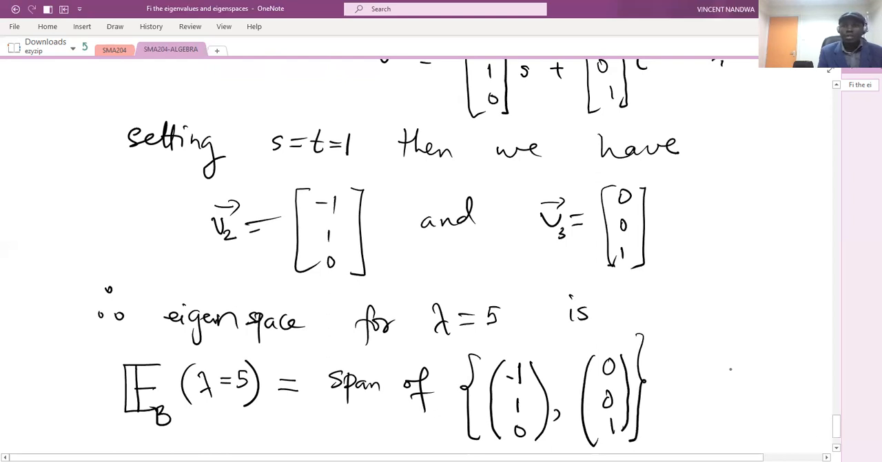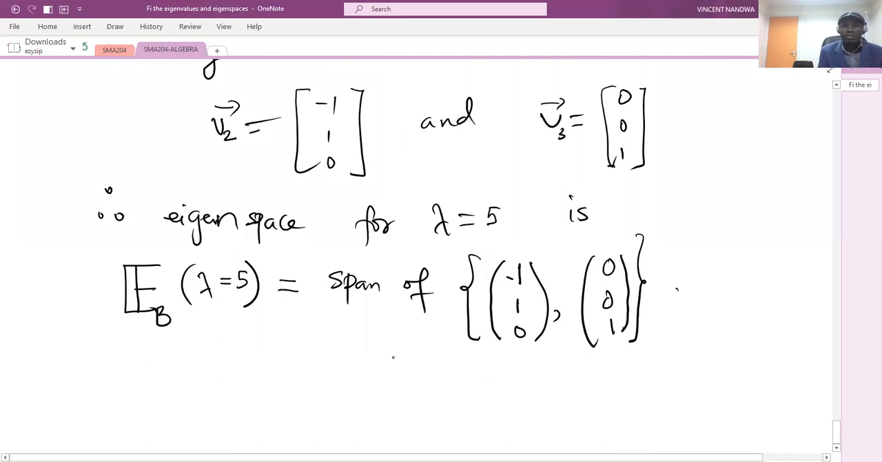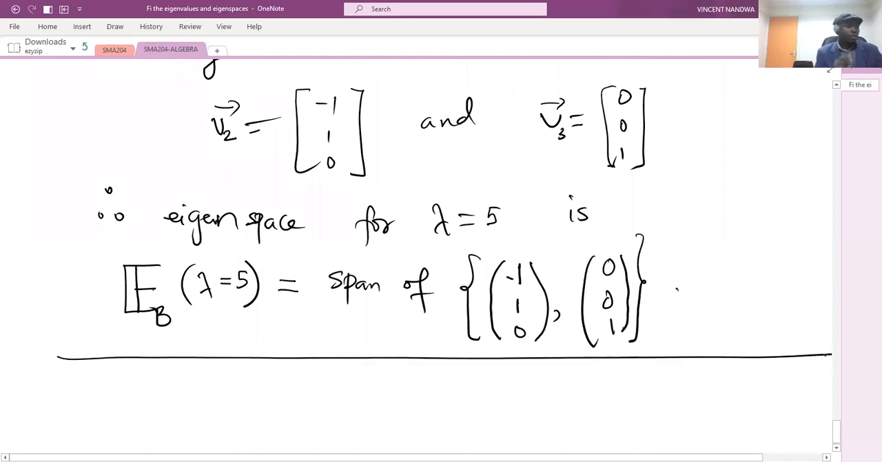So this is how we present the answer to those two problems. I will do as many examples as possible on the same. In summary, to find eigenspaces of a square matrix, the first thing is to find eigenvalues, and the next step is to find the eigenvectors for each of the eigenvalues. Therefore, to specify the eigenspace is simply the span of all those vectors corresponding to that specific eigenvalue.